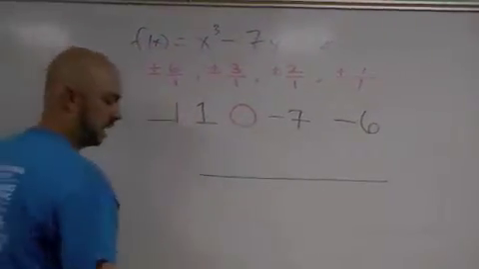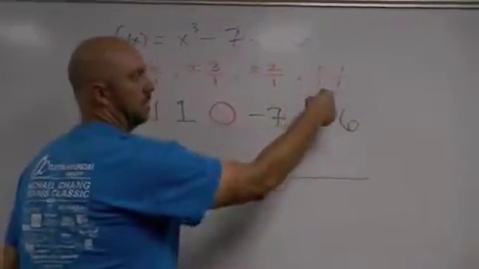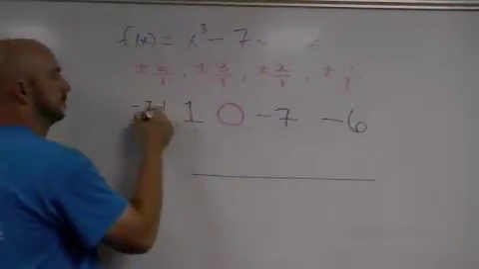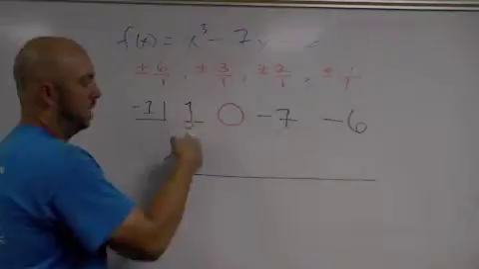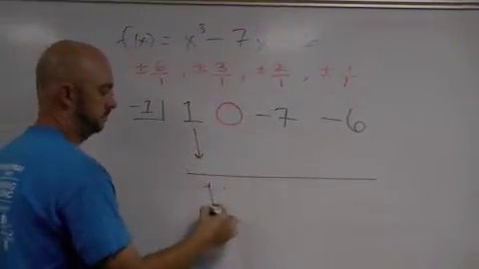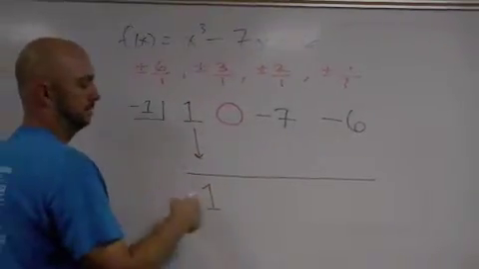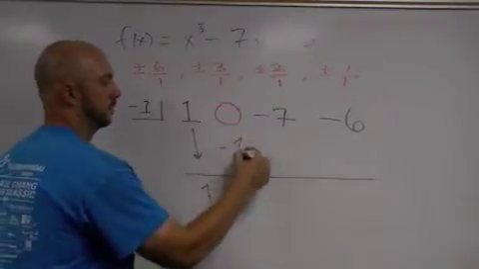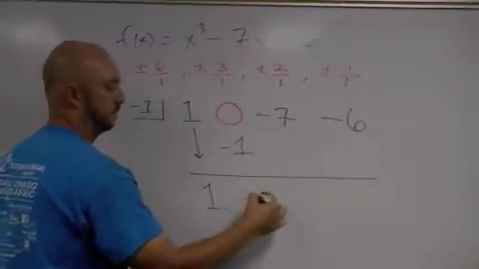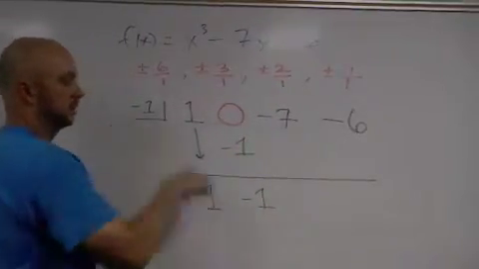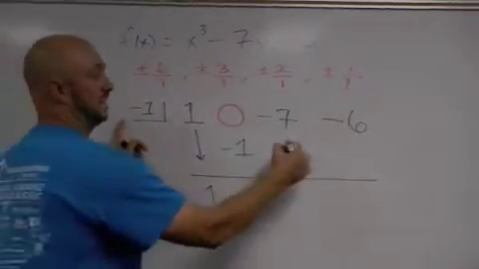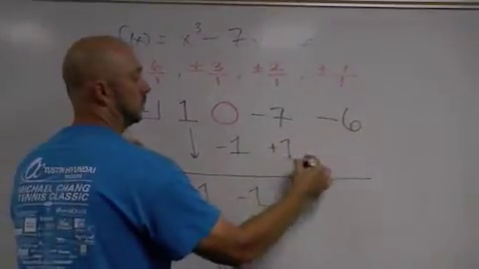We're going to pick the next logical solution. Not 1, but how about negative 1? We're going to try it one more time. 1 and nothing. Multiply. Negative 1 times 1. 0 and negative 1. Multiply. Negative 1 and negative 1 is a positive 1.